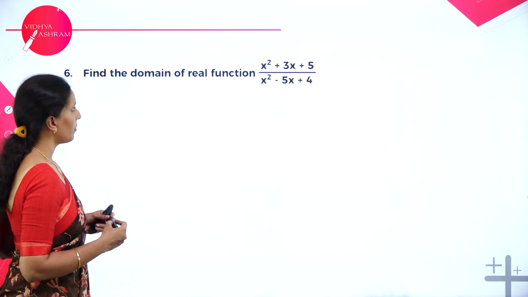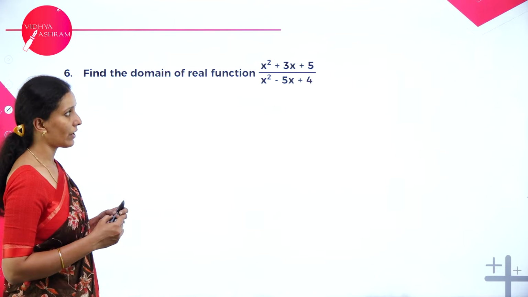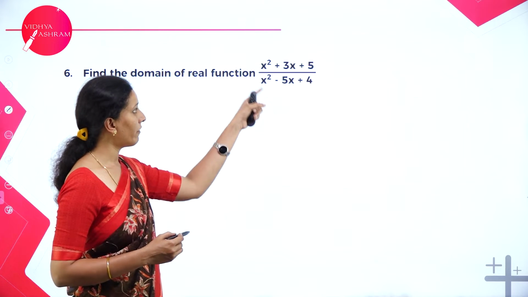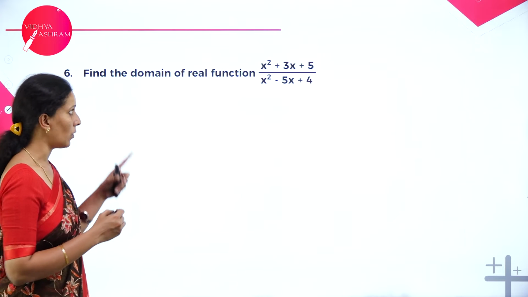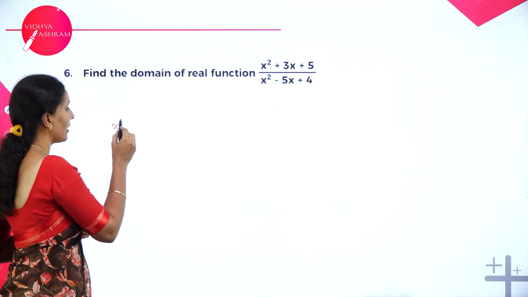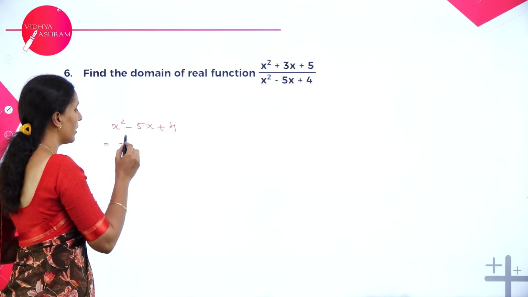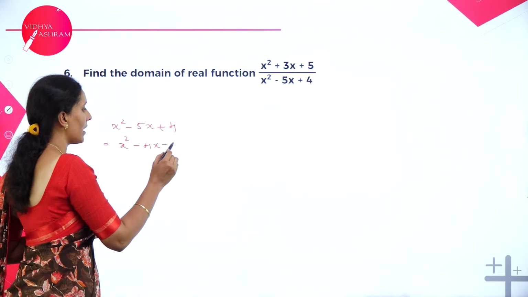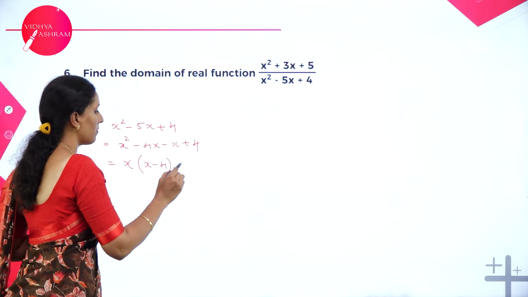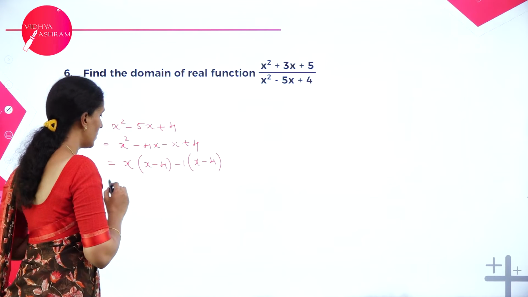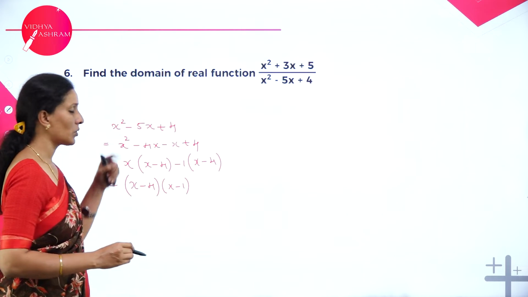Next, find the domain of the real function (x² + 3x + 5) divided by (x² - 5x + 4). Whenever a rational function is given, we should know that the denominator polynomial cannot be equal to 0. So here clearly x² - 5x + 4 can be factorized in the form of x² - 4x - x + 4, which can be written as (x - 4)(x - 1). So x - 4 and x - 1 are the roots of this quadratic equation.